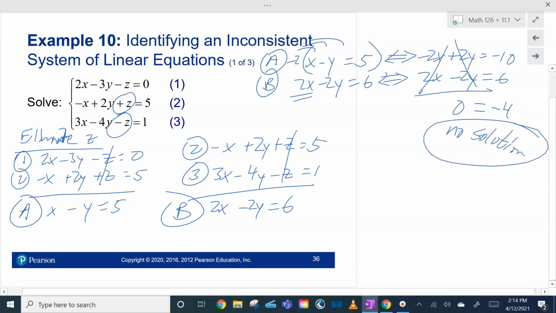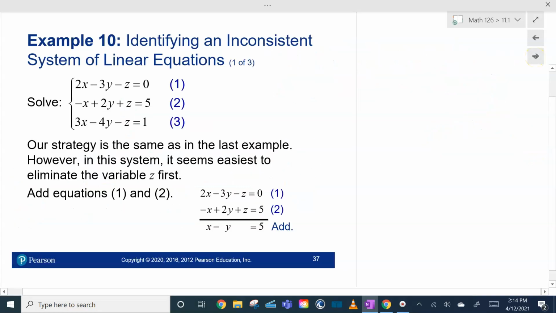This has no solution. Okay? So again, algebraically, that's how you're going to know. That is definitely not true. All variables are gone. You have an untrue statement there. Those things never intersect, those planes. All right, how about, oops, that's still example 10 here.